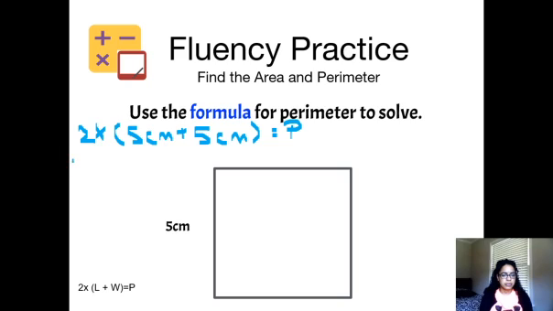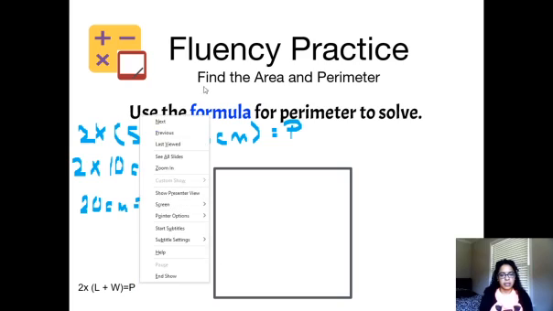Alright, so 2 times, and then 5 plus 5 is 10 centimeters equals perimeter. So 2 times 10 is 20. So 20 centimeters equals perimeter. Alright, and moving on.